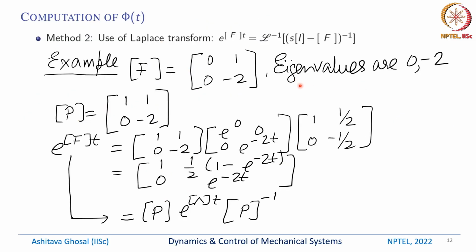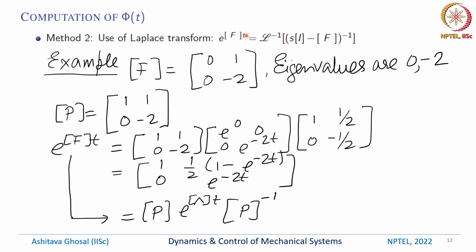Let's look at another method. This is the use of Laplace transforms. Remember, we showed you that we can write the state equations using the Laplace transform form. So e to the power Ft was the Laplace inverse of (sI minus F) inverse. Please go back and see the block diagram representation of the state equation written using Laplace transforms. This is what was mentioned there.